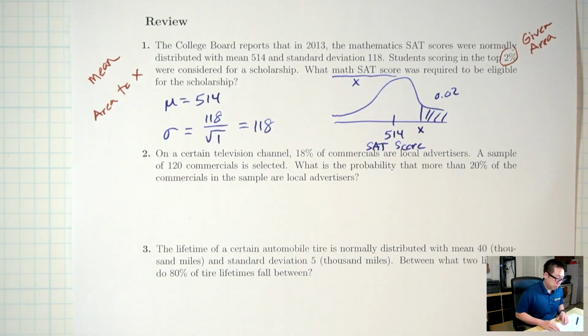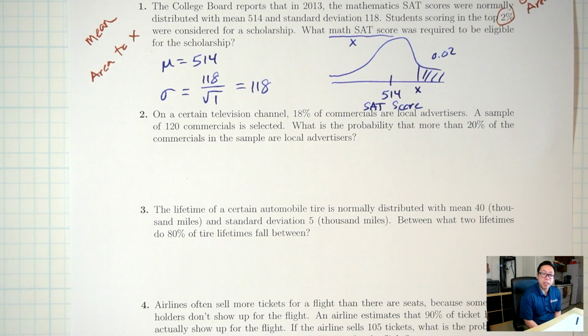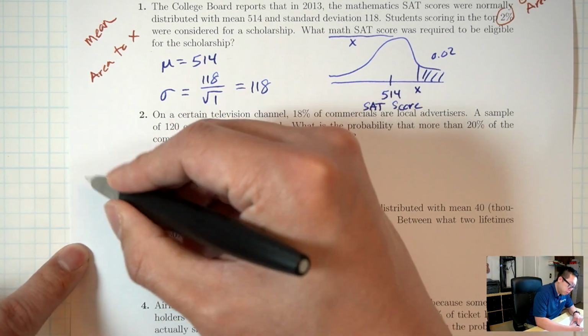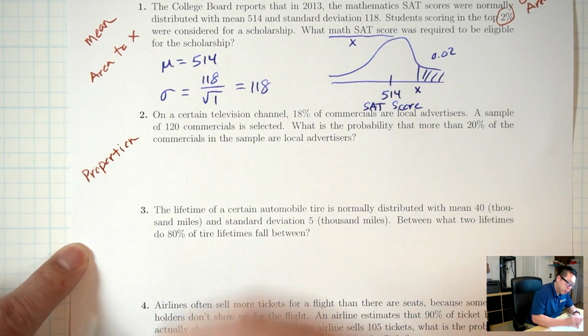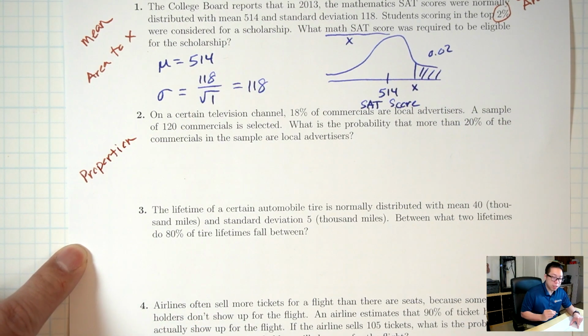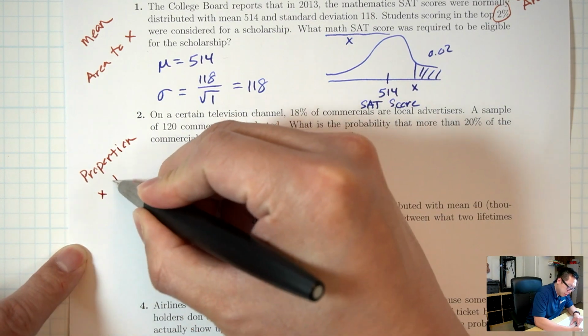Number two, on a certain television channel, 18% of commercials are local advertisers. A sample of 120 commercials is selected. What is the probability that more than 20% of the commercials in the sample are local advertisers? Okay, when I read that, I don't think I said the word mean anywhere. Right, so the mean is not mentioned here at all. This would be a proportion. Okay, we said proportions were always going to be x to area, so that makes that part easy.